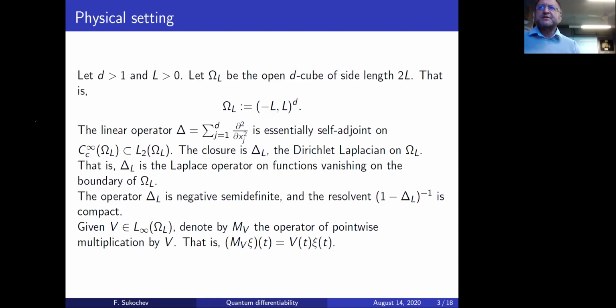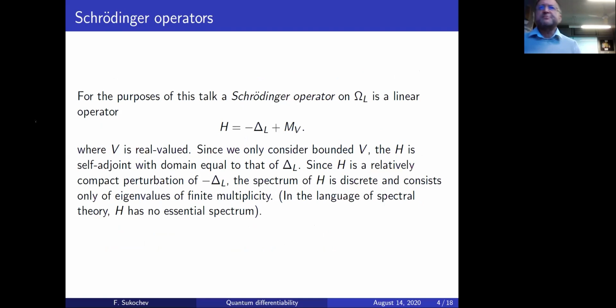And as such, since the cube has finite volume, the resolvent of my Laplacian is compact. So it's a much easier object than, say, the Dirichlet Laplacian on the Euclidean space. I will also work, of course, with a Schrodinger operator, and to this end I need a function V, which, at the moment, let it be, say, a bounded function on Omega_L, and M_V will play the role of perturbation, so it is multiplication by this function V. So Schrodinger operator is my Laplacian Delta_L plus M_V.